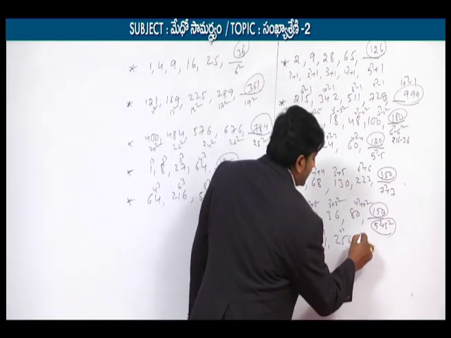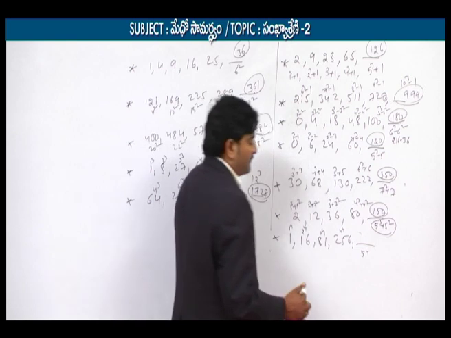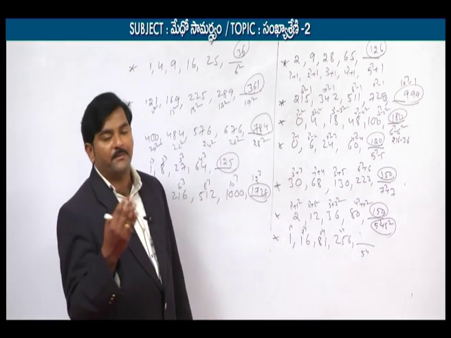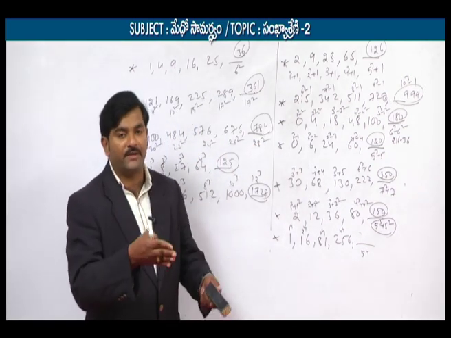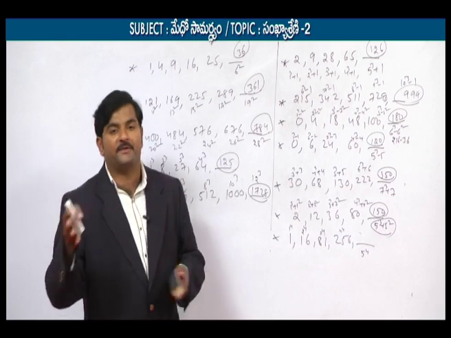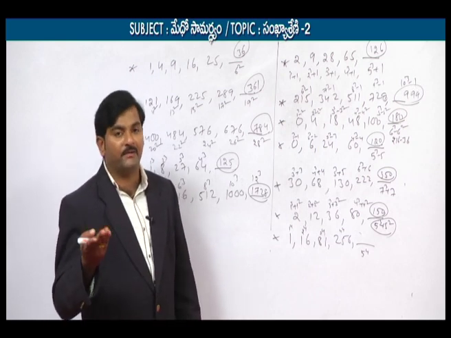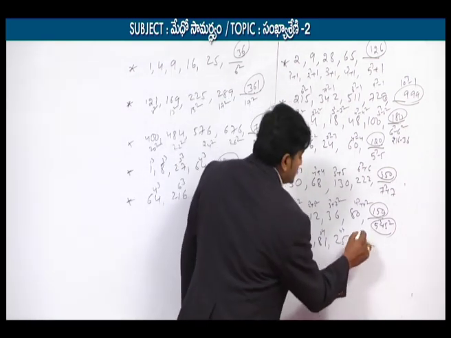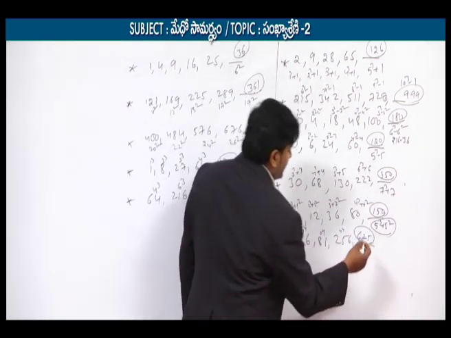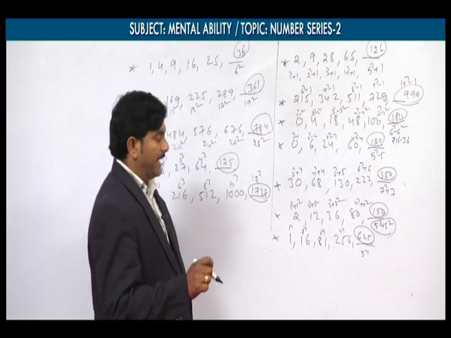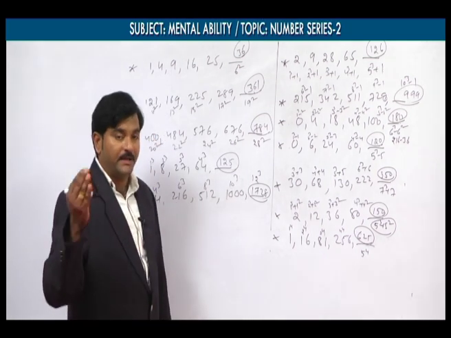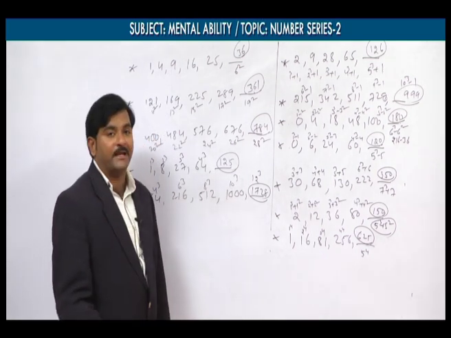5 power 4, if you don't want to multiply directly, what can you write? 25 into 25, or 25 square. How much can you write? So it is 625. Hence, it is in the model of n power 4, where n is equal to 1, 2, 3, 4, 5 and so on.